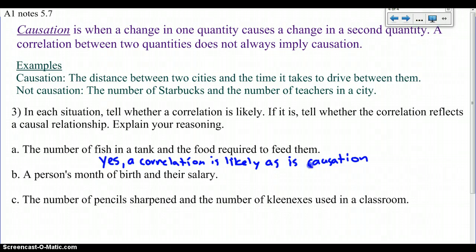Okay, on B, a person's month of birth and their salary. As far as I know, there's no connection between these two events. I can't imagine that people born in, say, January make more money than people born in February or March or December. It doesn't matter. That's not why people get paid. So this is not a correlation.